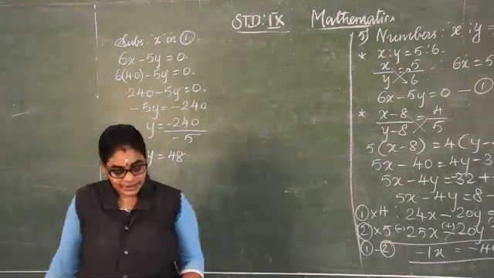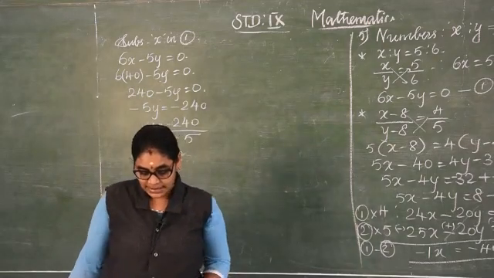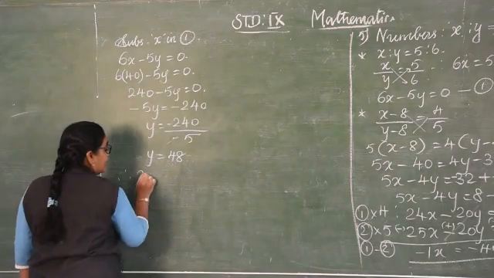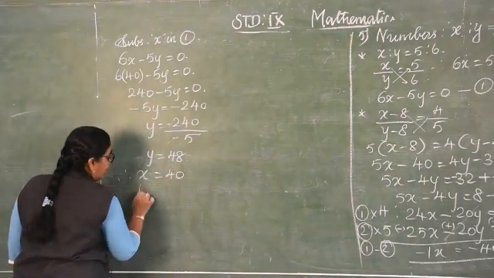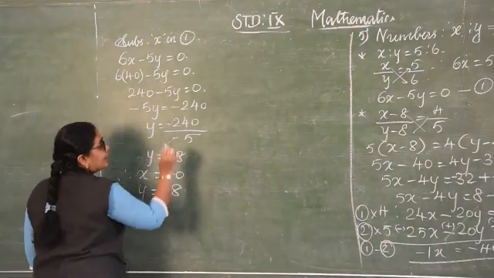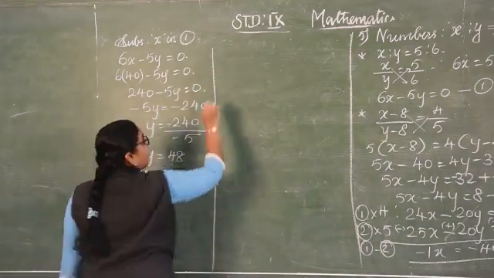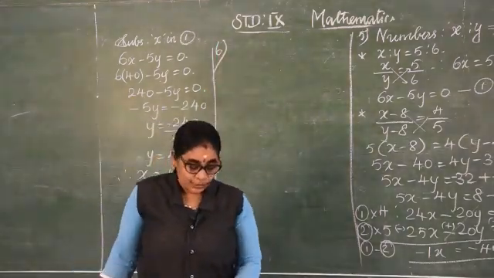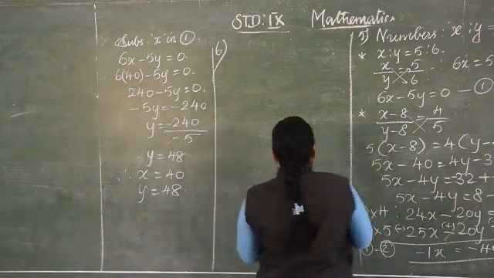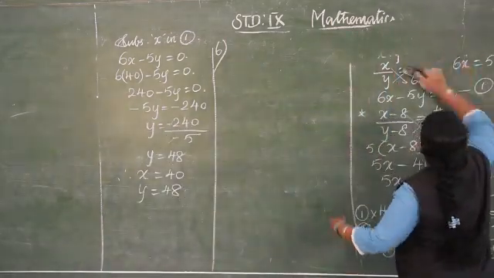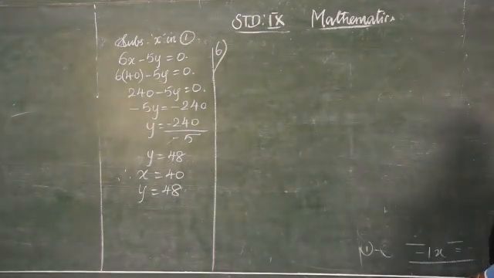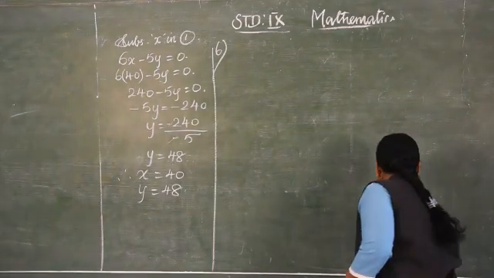Now the question is, find the numbers. So now the numbers are 40 and 48. Therefore x is equal to 40 and y is equal to 48. That was the last sum of this exercise, of this chapter even. Now Indians and Chinese people are doing the work. Now concentrate and listen to this last sum.